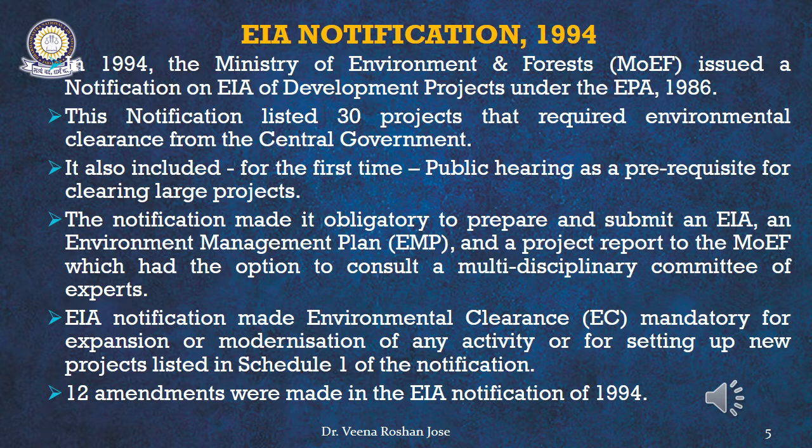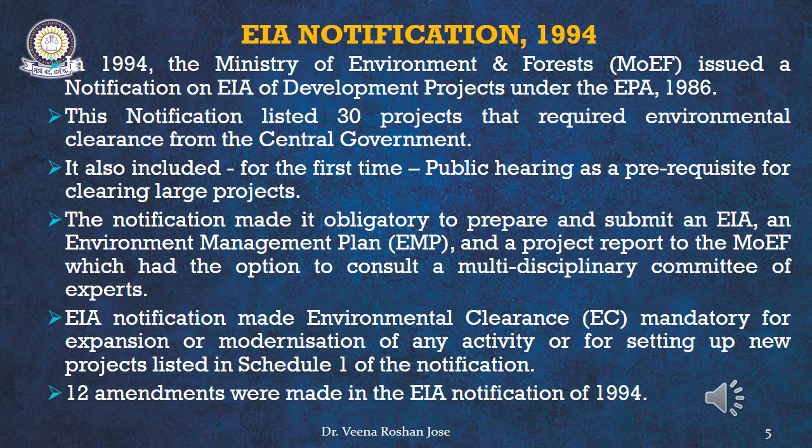These are major projects like mining industry, then establishment of a port or a harbor. So they listed 30 such projects which required clearance from the central government. And it also included, for the first time, public hearing as a prerequisite for clearing large projects. So if the public is affected at large with regard to a particular project, say for example, if land has to be taken, in such situations public hearing was also considered to be a prerequisite or a condition before getting clearance from the central government.